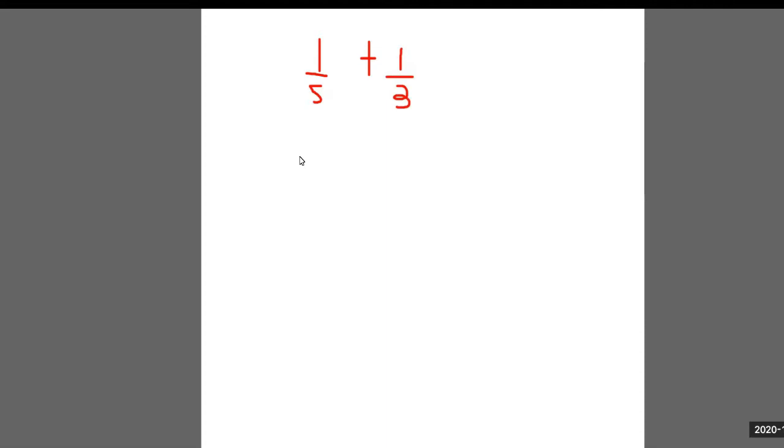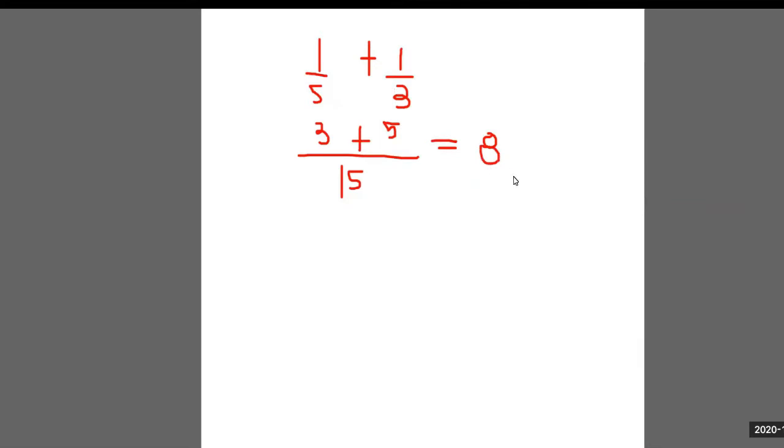To add them, we find what is known as the LCM. And the LCM would be 15. And so it's 5 into 15 3 times plus 3 into 15 5 times. And so we get 8 over 15. Now this would be the sum of these two partial fractions.